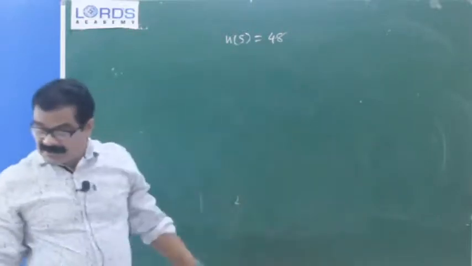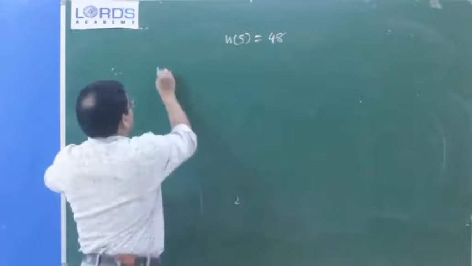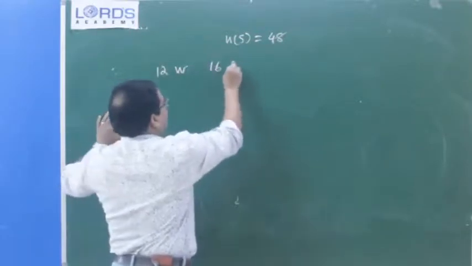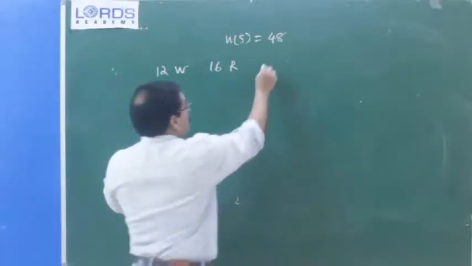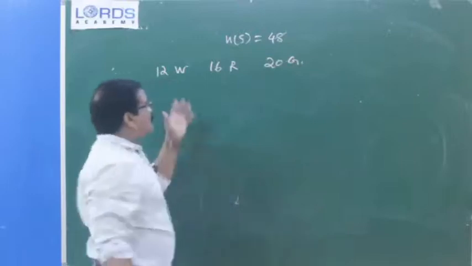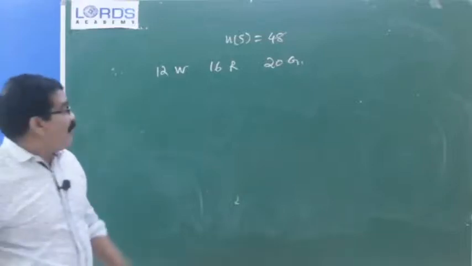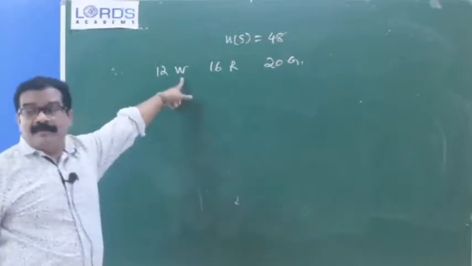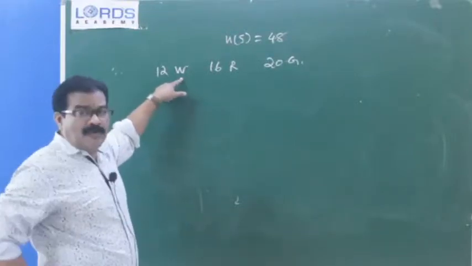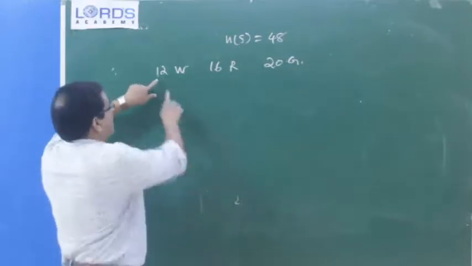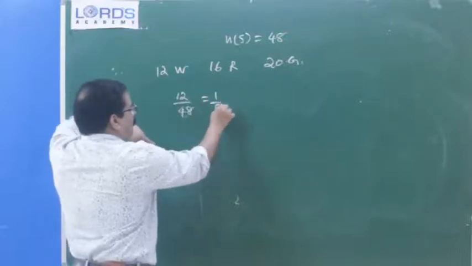In this, you can see 12 white, 16 red and 20 green. Yes, you can find out from this. Then give me the answer for that one. What is the probability of getting white? Come on, hurry up. 1 by 4. First of all, you take the first step, that is, number of favorable cases 12. 12 by 48, that is equal to 1 by 4, okay.